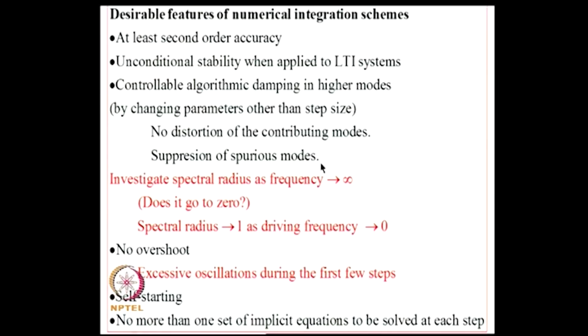So, again this requires investigation into the spectral radius of the amplification matrix as frequency tends to infinity. For large frequency the spectral radius should go to 0, so that high frequency components are dissipated, and the spectral radius should be as close to 1 for the low frequency regime, where there will be participating modes which are contributing significantly to the response. And also there should be no overshoot, that means excessive oscillations during the first few steps should not be present. Ideally the scheme should be self starting, and when we deal with nonlinear systems, as we will do today later, no more than one set of implicit equations need to be solved at each step.